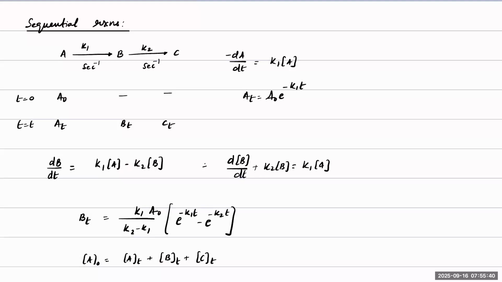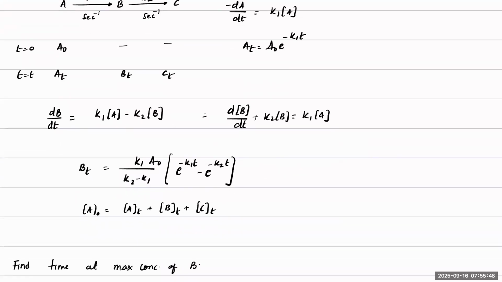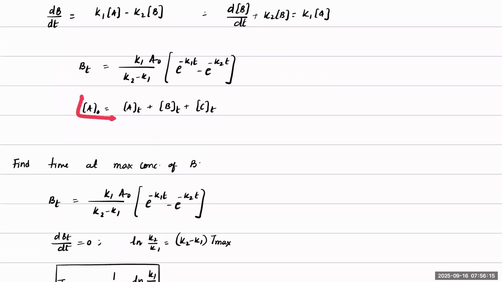So now if I bring this to the left hand side, I will get dB by dt plus K2 into B is equal to K1 into A. On solving this equation, you will get Bt is equal to K1 into A naught by K2 minus K1, into e raised to the power of minus K1 into T minus e raised to the power of minus K2 into T. And A naught is equal to At plus Bt plus Ct. This is what we learned earlier already.